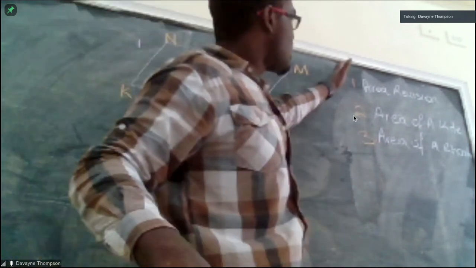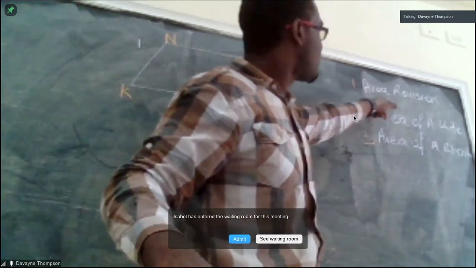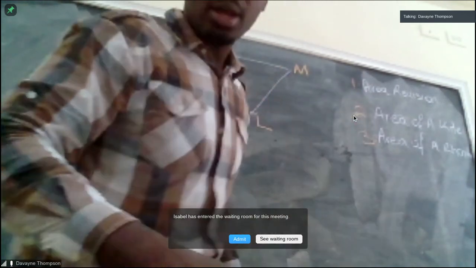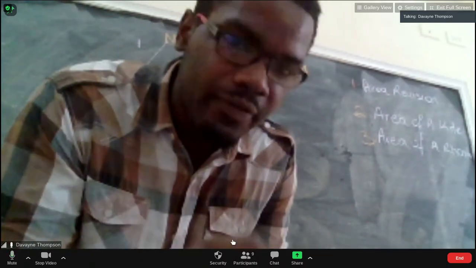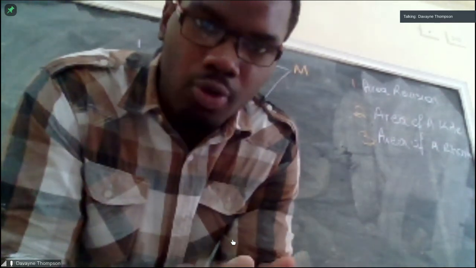Can everybody see what's on the right side of the board? It says area revision, area of a kite, and area of a rhombus. The reason why I have it on the board is because from now on, if you're doing your homework and you don't have the notes from the topics I taught that day, I won't mark your homework.